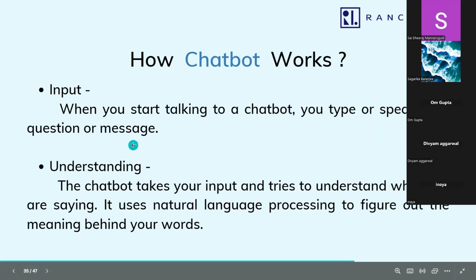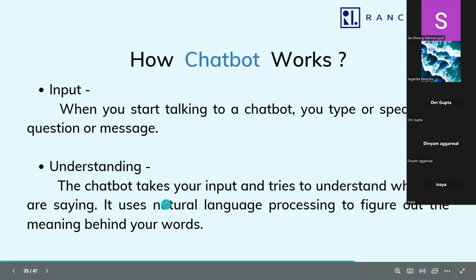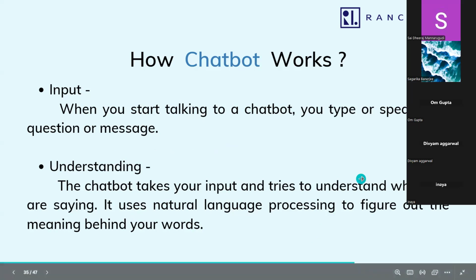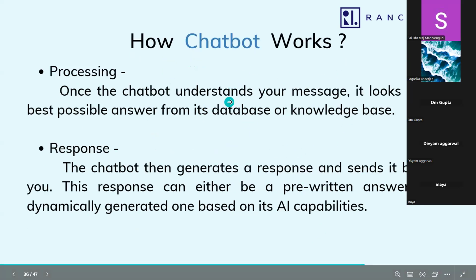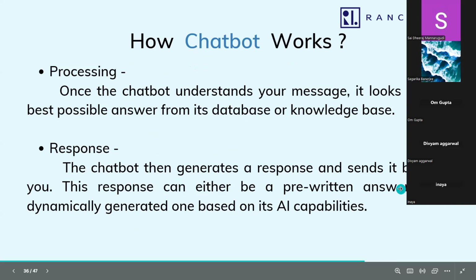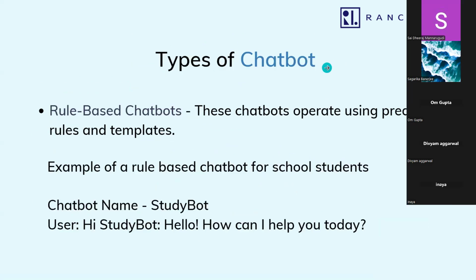And then a chatbot works in this way. First, it takes the input from the users, maybe text or audio or anything. Then it is going to understand the message. First it converts it into machine language, and then it understands the query of the user. Once that is done, it processes, searching for the response, and then responds back to you in the same way you asked it. Okay. And then there are two types of chatbot, guys.